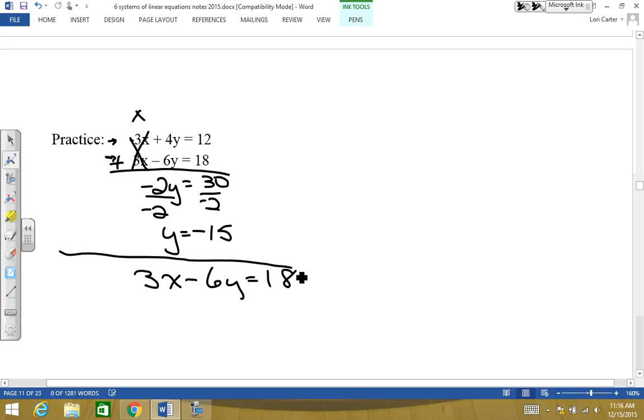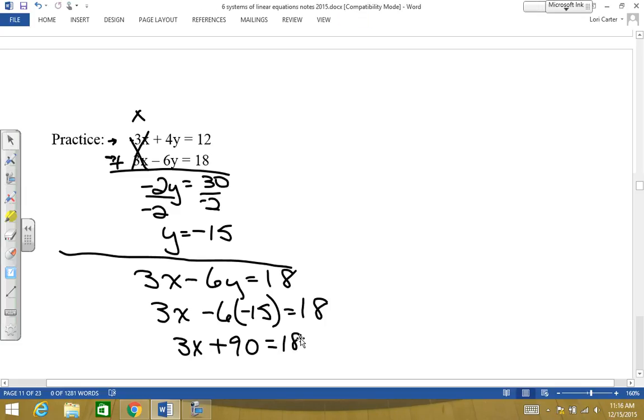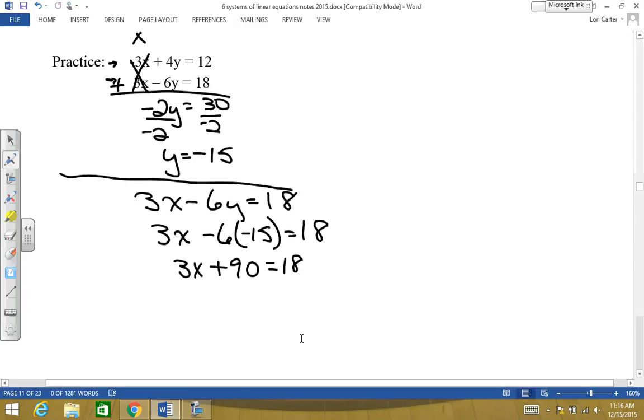Not at all. So where does this negative 15 go? In the y. So we have 3x minus 6 times negative 15 equals 18. What is negative 6 times negative 15? 90. So 3x plus 90 equals 18. Now what? You have to subtract 90. And that equals negative 72.